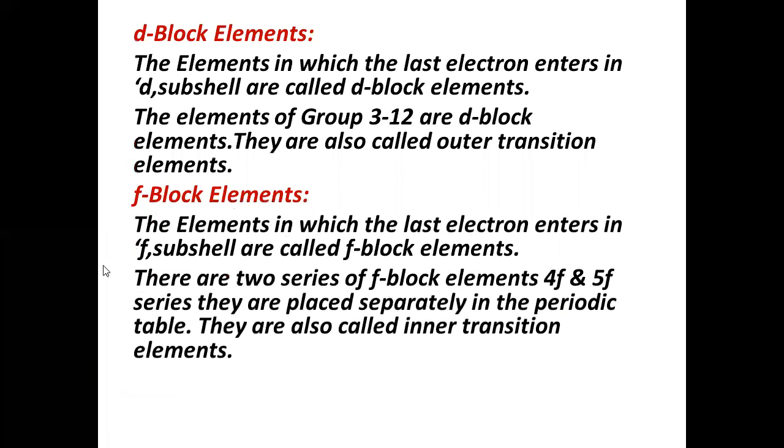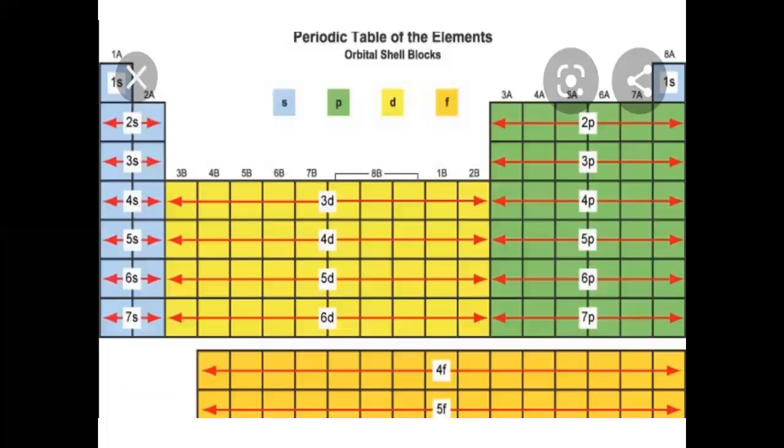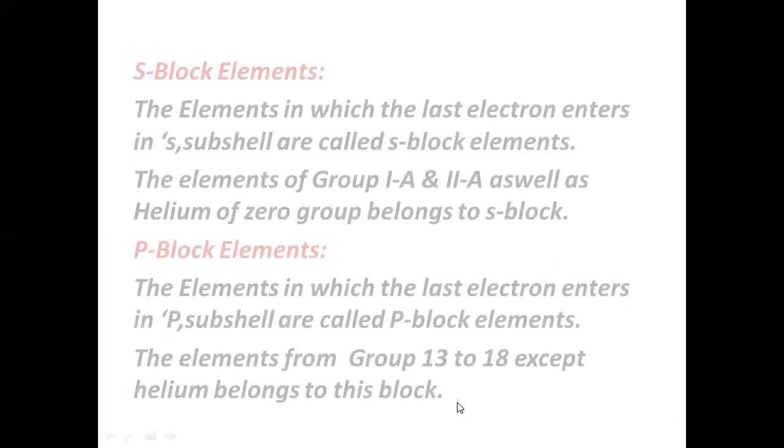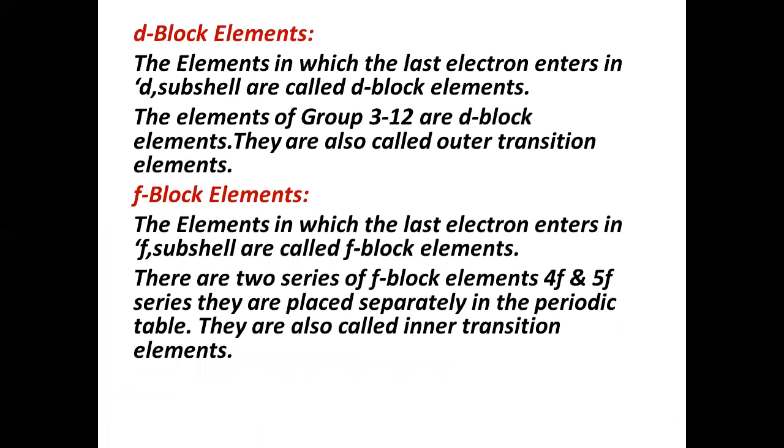So they are called d block elements, and the elements in which the last electron enters the f subshell are called f block elements. There are two series of f block elements, 4f and 5f, as I showed you. 4f and 5f are the f series, or the f block elements. F block elements are also called inner transition elements. D block elements are also called outer transition elements, and the f block elements are called inner transition elements.